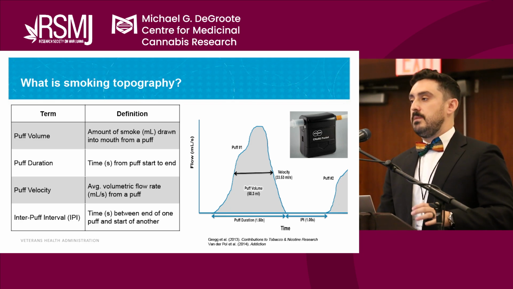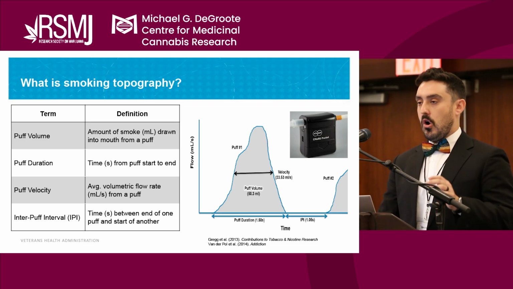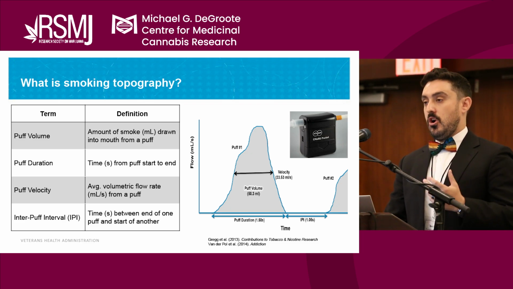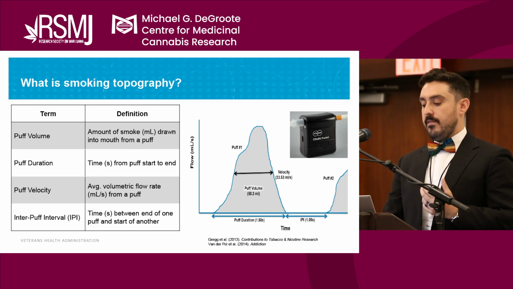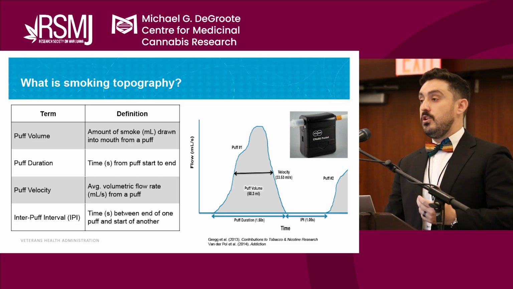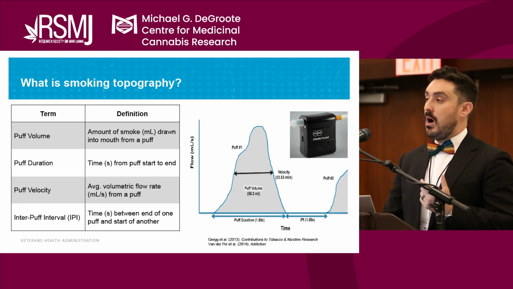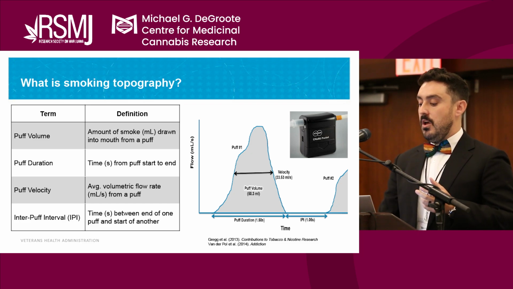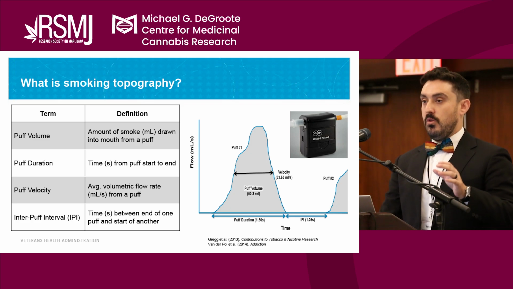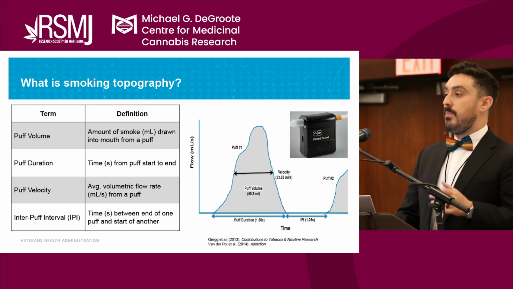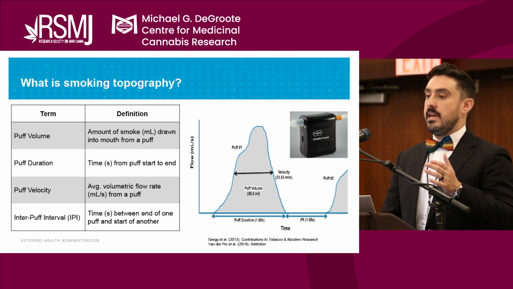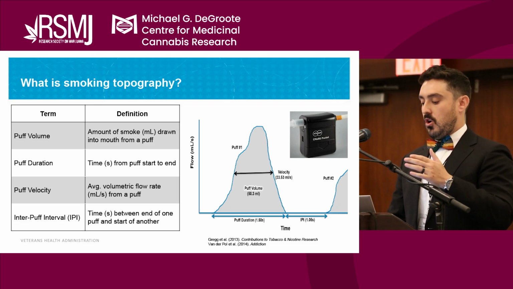So when we're talking about topography, what we're really talking about are the specific characteristics of how one smokes during a given session. And these types of behaviors include things like puff volume, or the actual size of the puff, puff duration, or how long a particular puff lasts, puff velocity, which considers both the volume and the duration of the puff, and lastly, inter-puff interval, which is the time between the end of one puff and the start of the next puff.